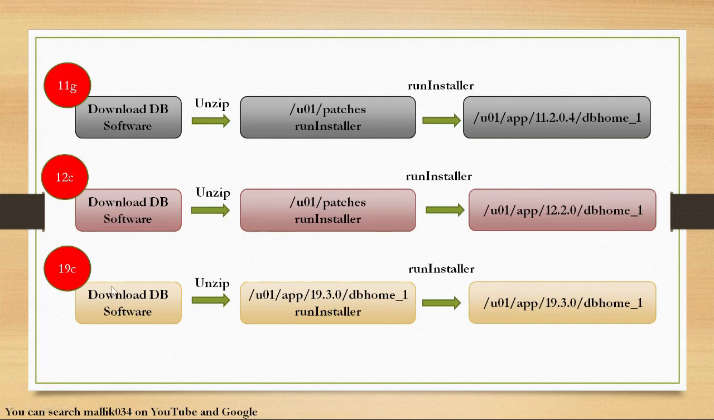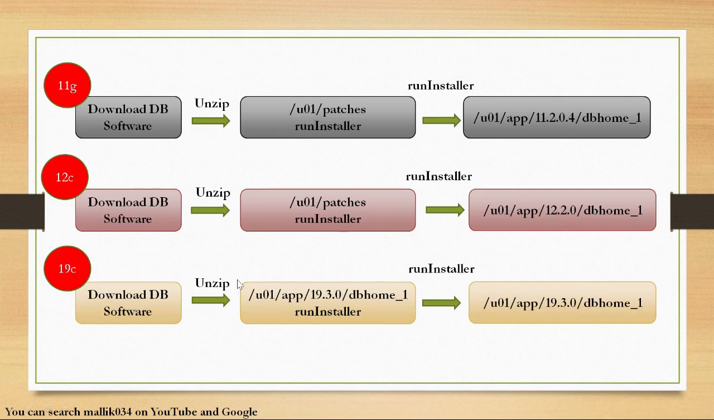Whereas in 19C we download the binaries and directly unzip all my DB software into the oracle home where we want to create it, like user on app 19C DB home 1. I unzip directly into my oracle home, and there I run the run installer, and then this particular home becomes my database home by relinking libraries, executables and binaries. So this is typically the change as compared with 11G and 12C.